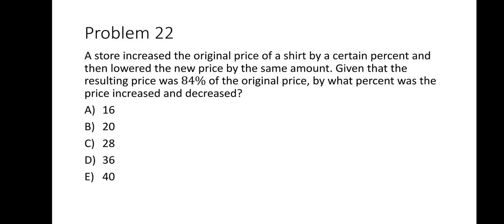Let's do problem 22 now. A store increased the original price of a shirt by a certain percent and then lowered the new price by the same amount. Given that the resulting price is 84% of the original price, by what percent was the price increased and decreased? A 16, B 20, C 28, D 36, E 40.